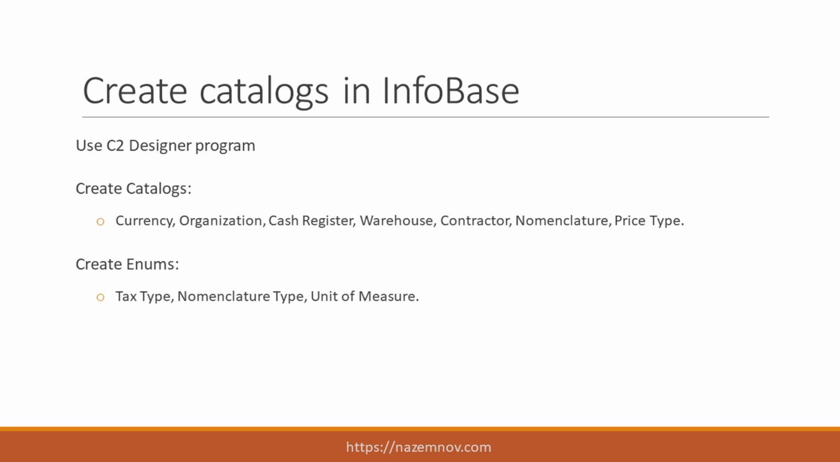Enumeration. Tax type: tax accounting type. Price includes tax. Price does not include tax, i.e. tax on top, exclude tax. Nomenclature type: type of item, product or service. Units of measurement.